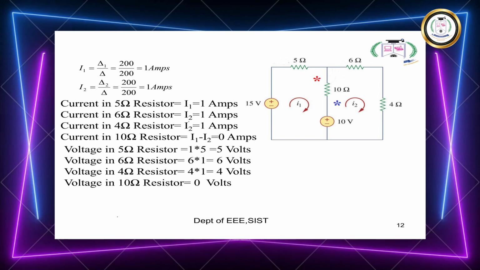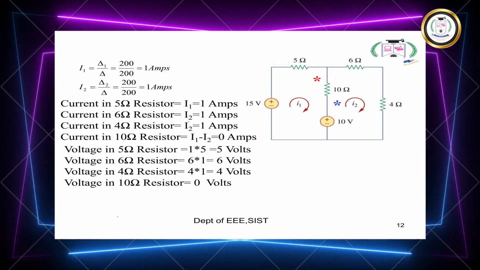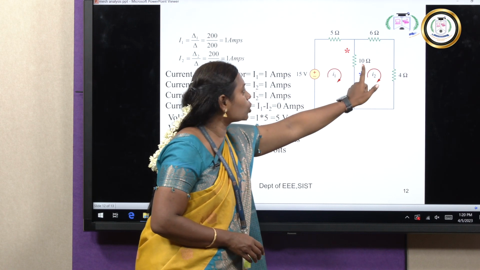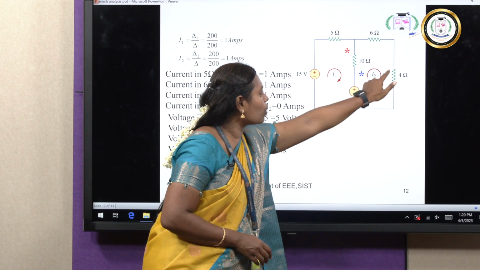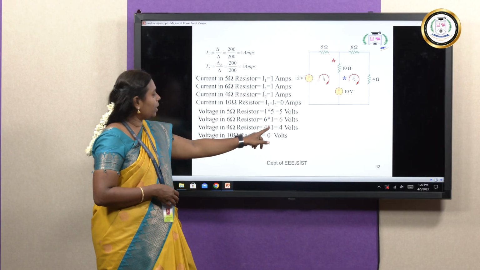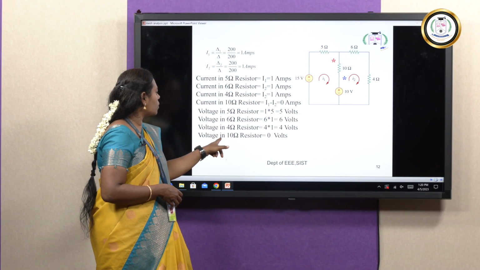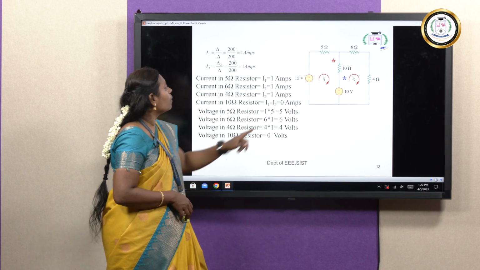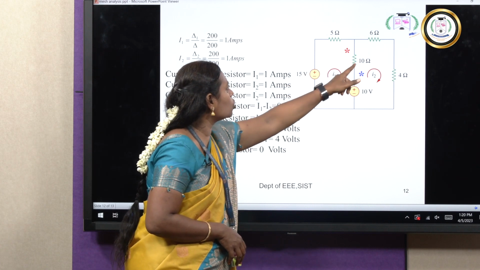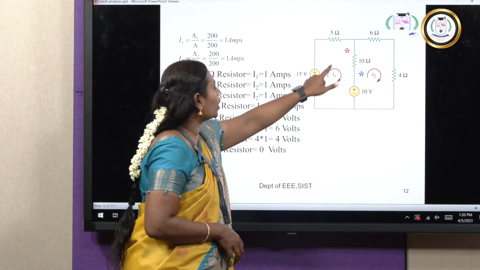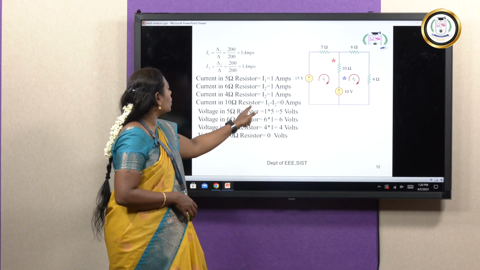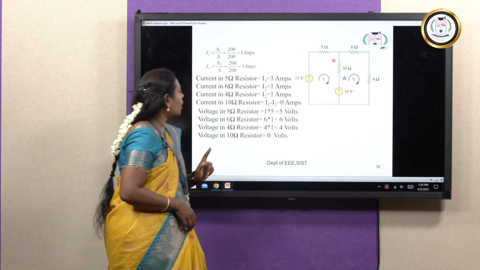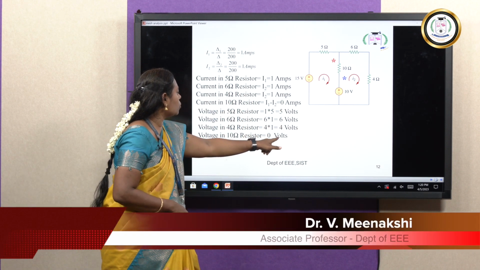Next we are going to see voltage in the 4 ohm resistor. The current flowing in the 4 ohm resistor is I2. I2 value is 1. So, 1 into that resistance value 4. So, 1 into 4 we will be getting 4 volts. Next we are going to see voltage in the 10 ohm resistor. Voltage in the 10 ohm resistor is the current flowing in this resistor times that resistance value. The current in the 10 ohm resistor is 0, so 0 into 10 we will be getting 0 volts.